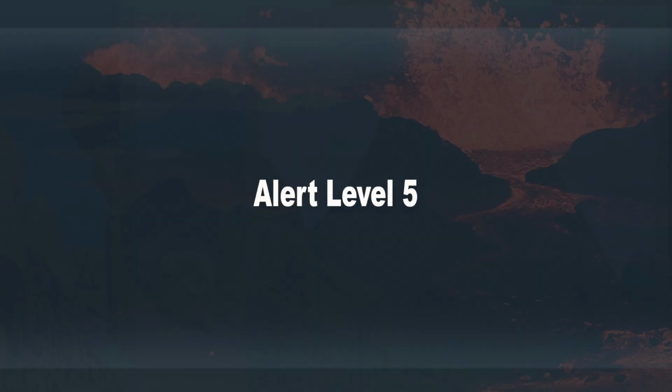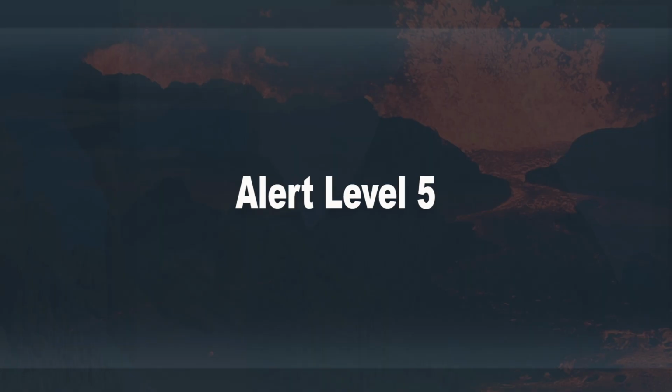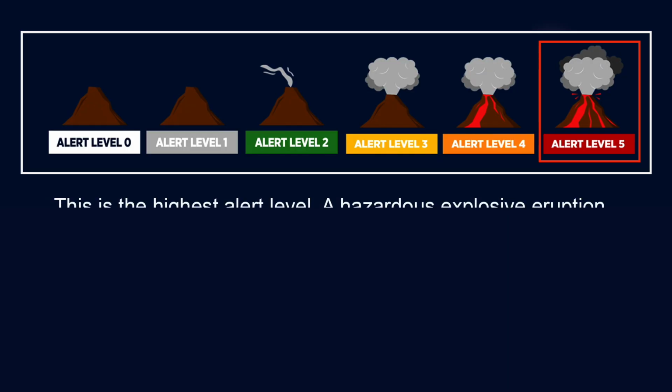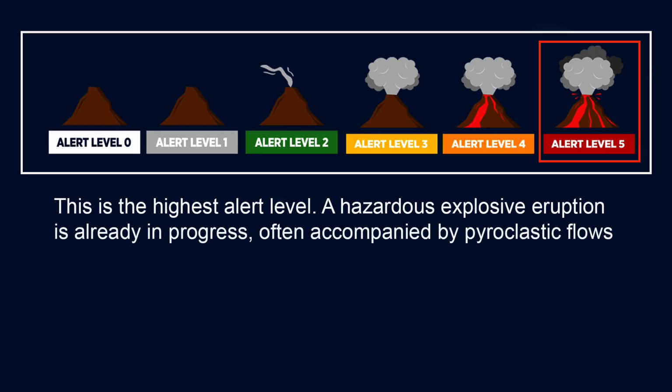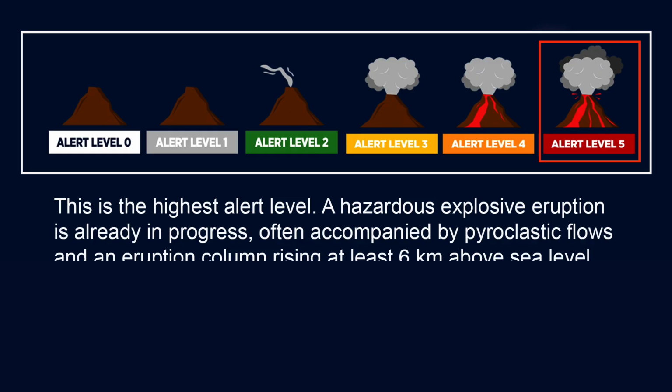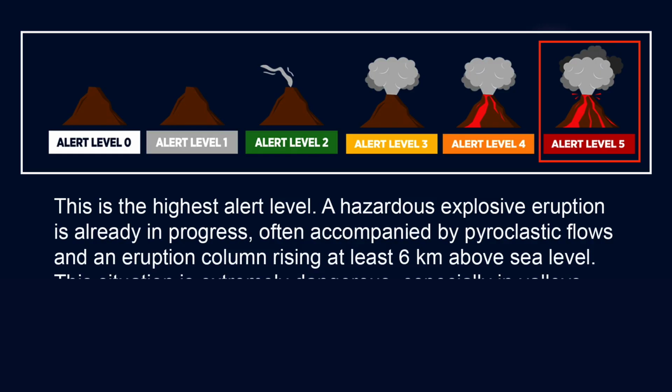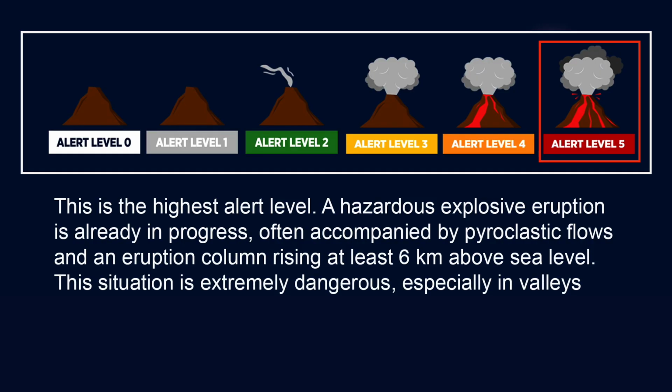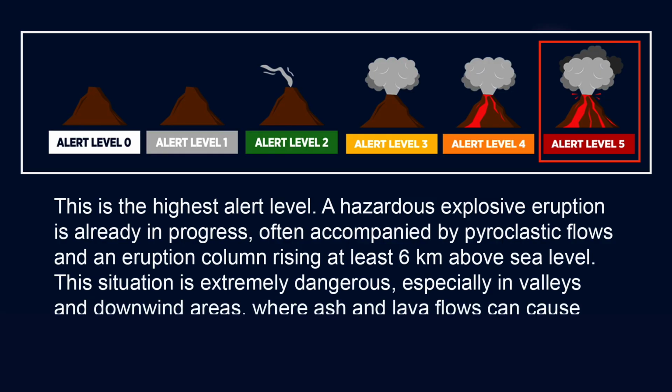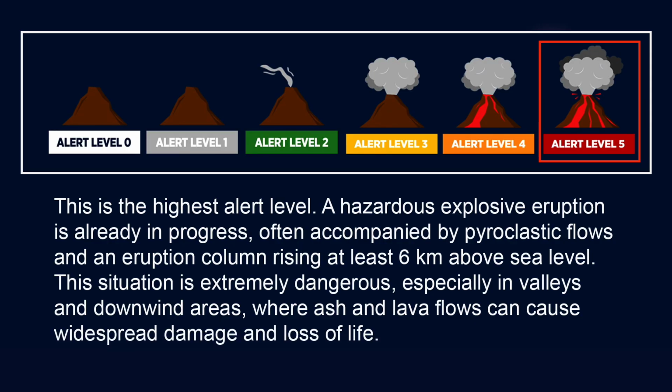Alert level 5. This is the highest alert level. A hazardous explosive eruption is already in progress, often accompanied by pyroclastic flows and an eruption column rising at least 6 kilometers above sea level. This situation is extremely dangerous, especially in valleys and downwind areas where ash and lava flows can cause widespread damage and loss of life.